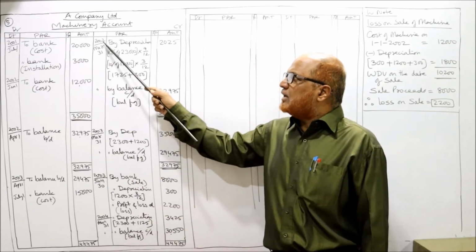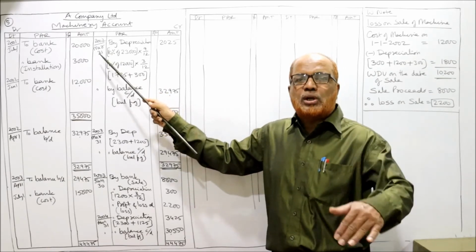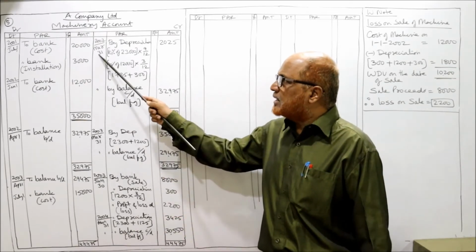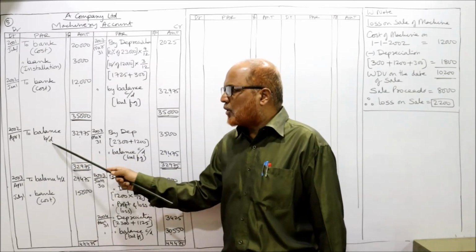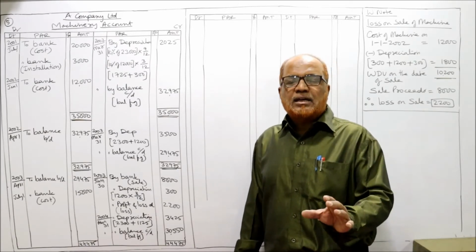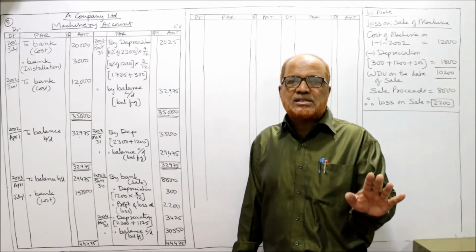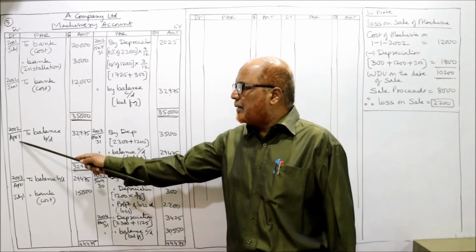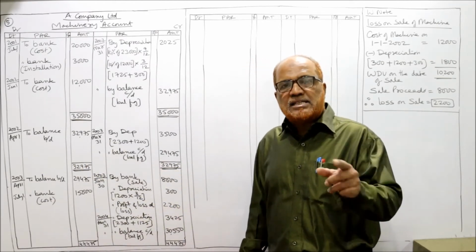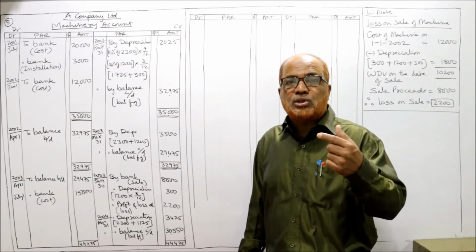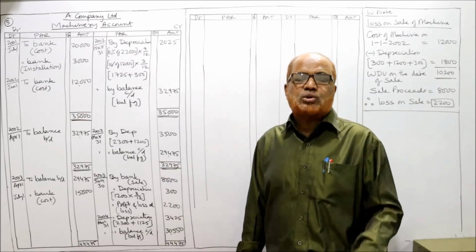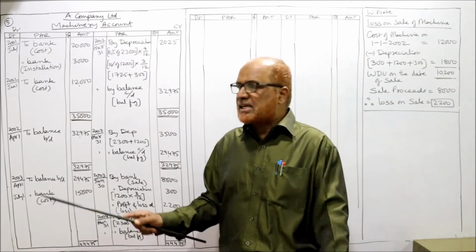The year ends on 31st March 2002. So next year will begin from 1st April 2002. After 31st March comes the next month, April. 1st April 2002, to balance brought down. Now the next year ends on 31st March 2003. You can see in the problem there is neither purchase nor sale during this year. From 1st April 2002 to 31st March 2003 there is no purchase, no sale. The sale is there on 30th June 2003. We are closing the accounts on 31st March 2003, so there is no purchase, no sale during this year.